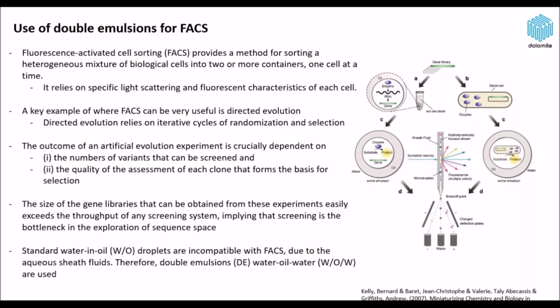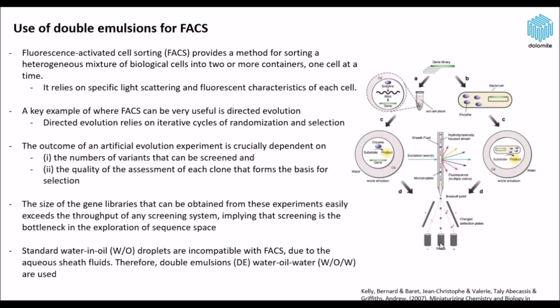Fluorescence-activated cell sorting is just a method for sorting a heterogeneous mixture of cells into 2 or more containers, as you can see here, and it all happens 1 cell at a time. It specifically relies on cells which are tagged with, let's say, fluorescent antibodies, and that is how you would do the sorting. So if there's a fluorescent signal, your cell would be sorted into, let's say, the positive, and if there isn't a fluorescence present in the droplet, it would be negative.